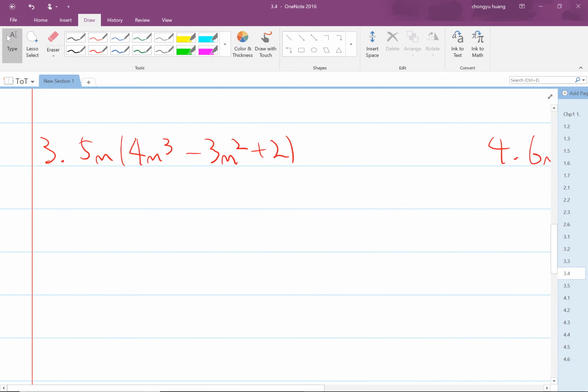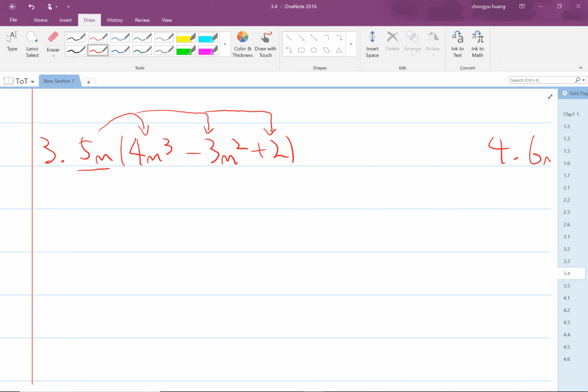Okay, so now you look at question 3, you feel like it's a little bit different, right? As I said, we have 5m outside the bracket, right? And we want to get rid of the bracket by multiplying 5m inside, right? So we want to multiply 5m with this, and then multiply 5m with this, and then multiply 5m with this. So that's the way we get rid of the bracket, right?